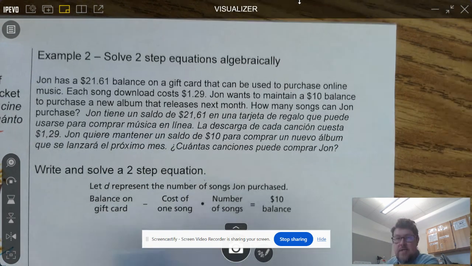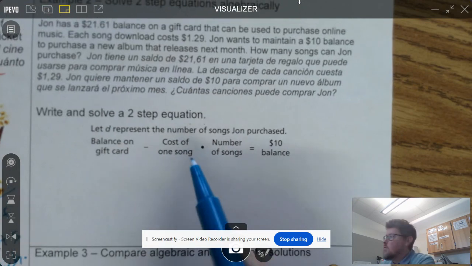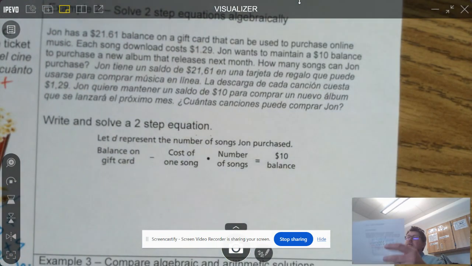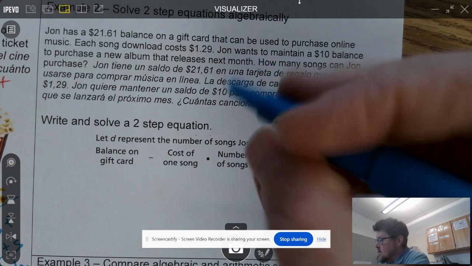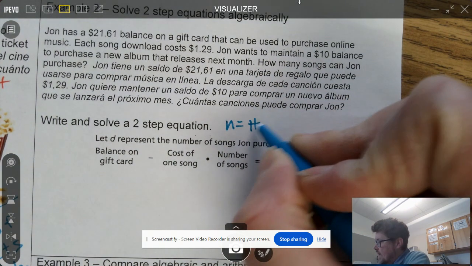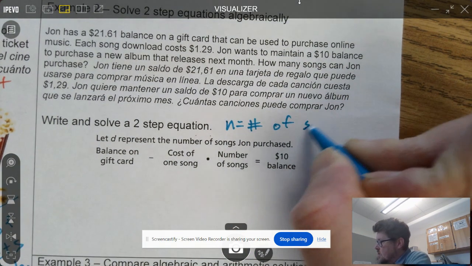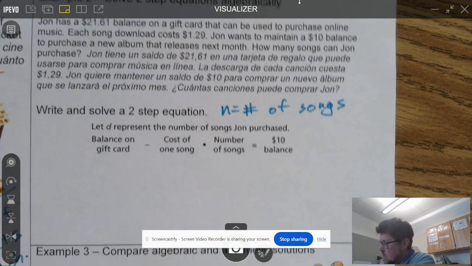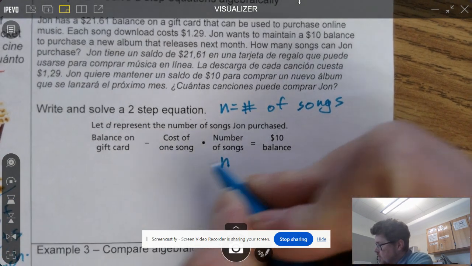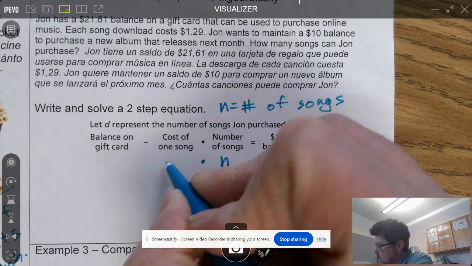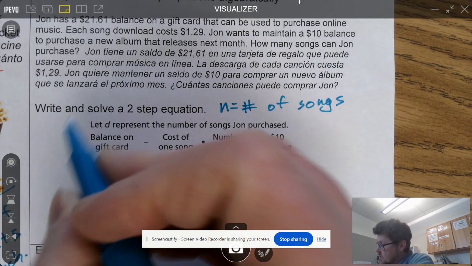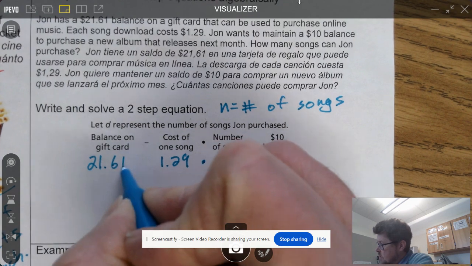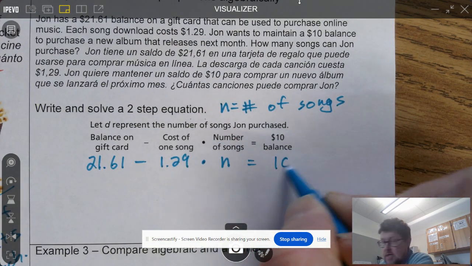Well, we've got this set up right here. What variable did I use when I did my answer key for this? Oh, they do n for some reason. Oh, n, the number of songs. Perfect. So n is going to be the number of songs that he can purchase. We know the cost of one song is $1.29. We're taking that away from the balance, which is $21.61, and we know he wants to save $10. So that's how we set it up.